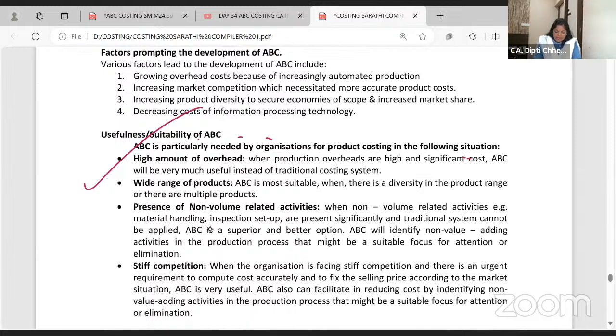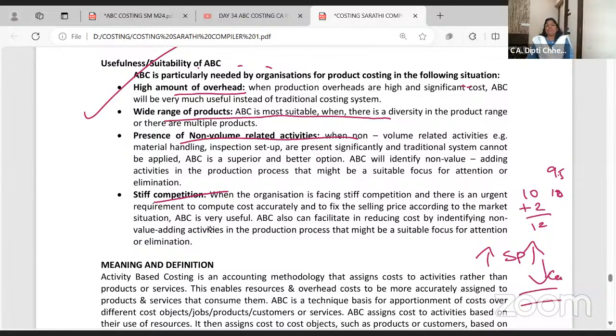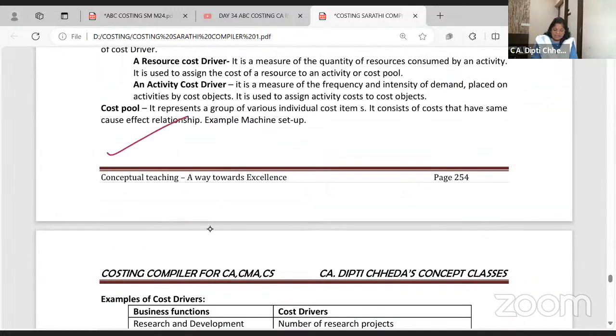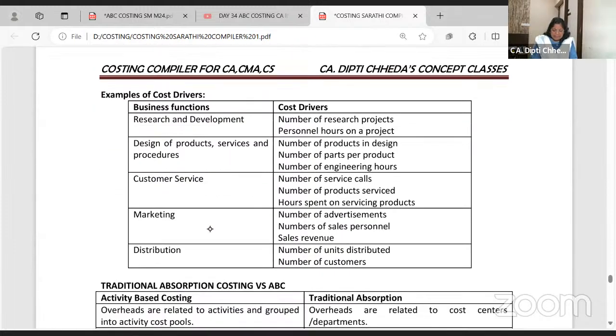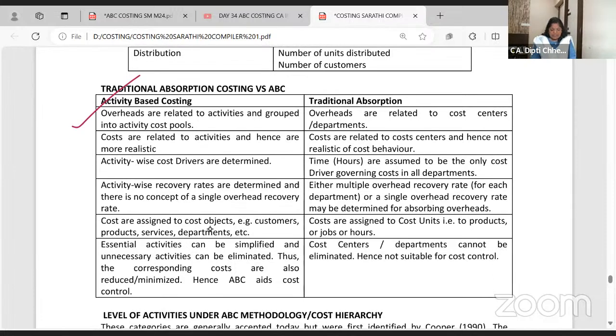Where ABC is required: high amount of overhead, wide range of products, lot of extra activities and a lot of competition. Say 2 rupees profit on 10 rupees, but the cost is also 10, so let me see if my cost can be 9.5. Nowadays you cannot control your selling price or increase it. So controlling the cost is the only way of earning high profit. Simple layman's logic. Cost pool is clear. Too many drivers were given: R&D, number of research, number of service calls. They'll give you cost drivers, don't worry. This I expect they can ask you.